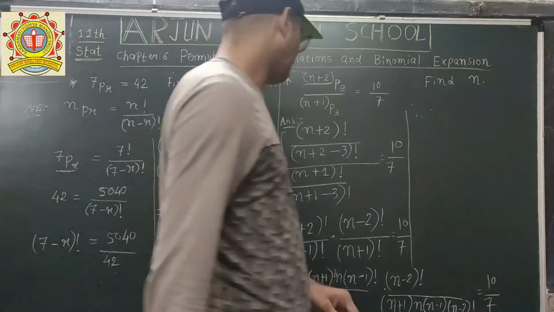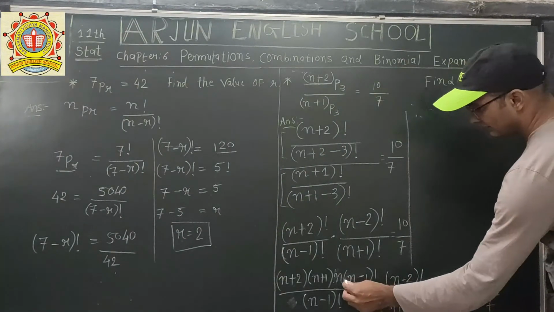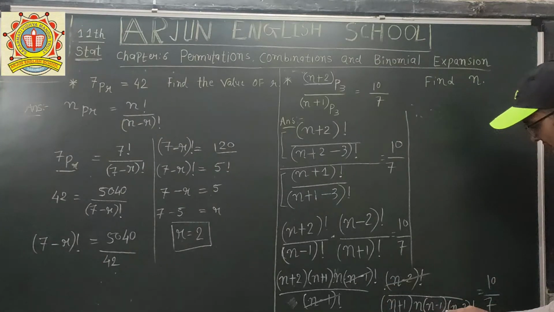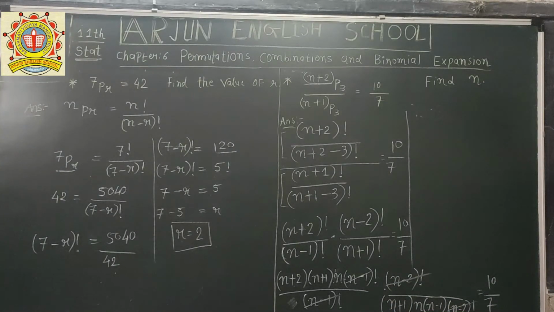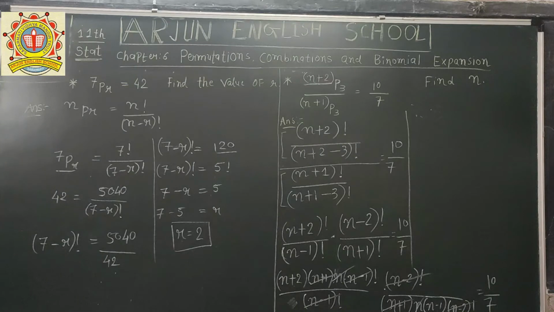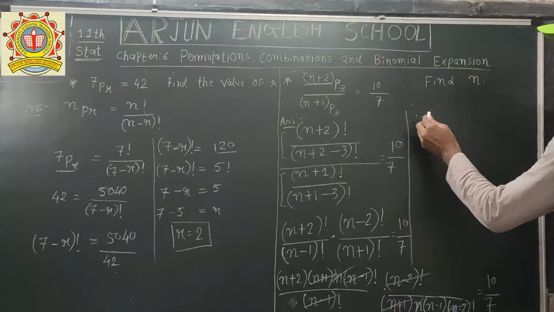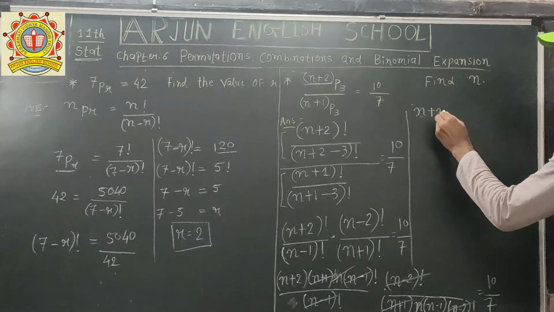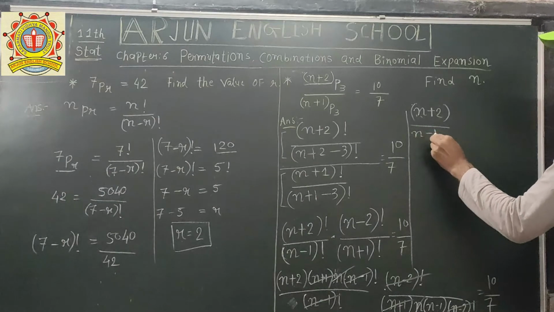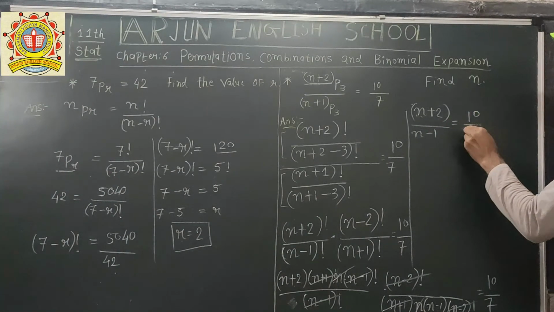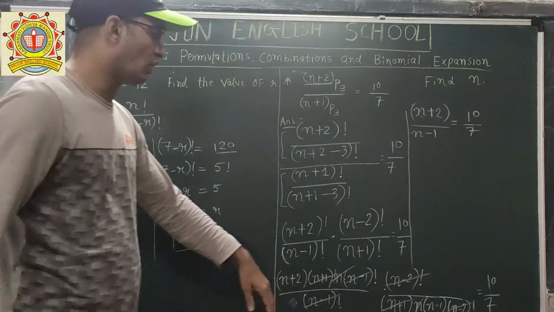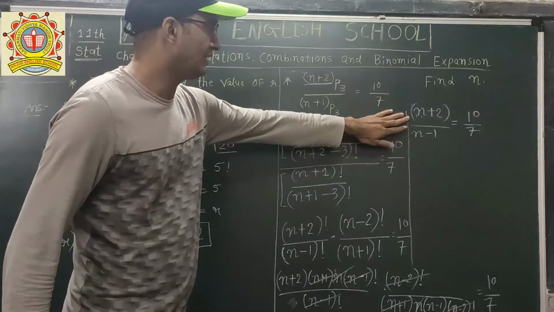Now I am cutting the common terms: n minus 1 in the numerator as well as the denominator, n minus 2 in the numerator as well as the denominator, n and n plus 1 in the numerator as well as the denominator. So the remaining part in the numerator is n plus 2, and in the denominator it is n minus 1, equal to 10 by 7. Meaning if I solve this and cut all the common terms, this is the remaining one.